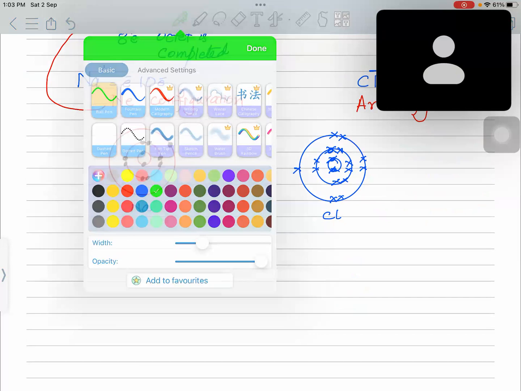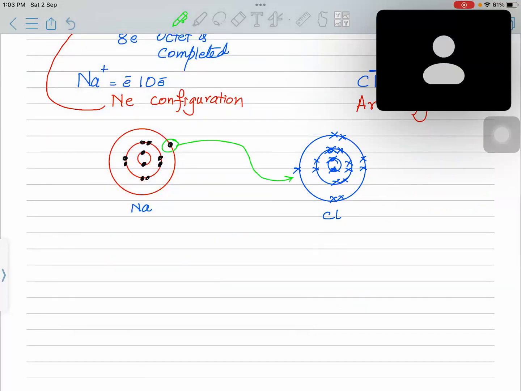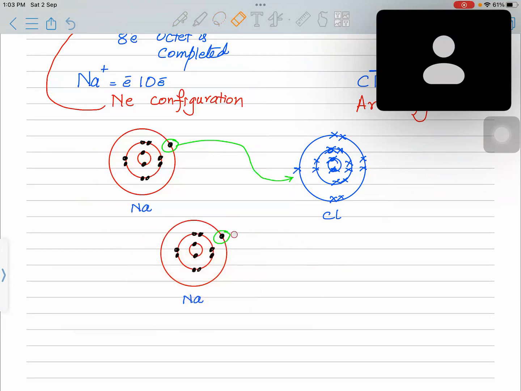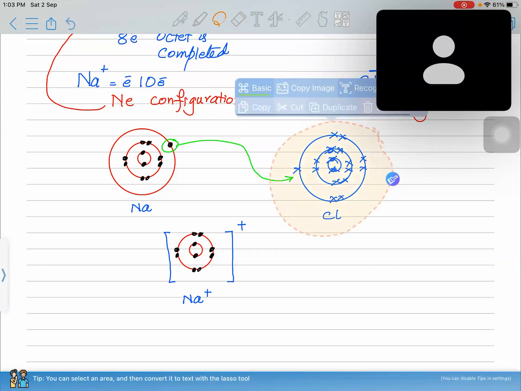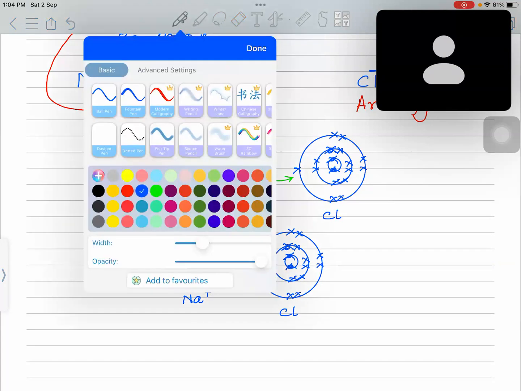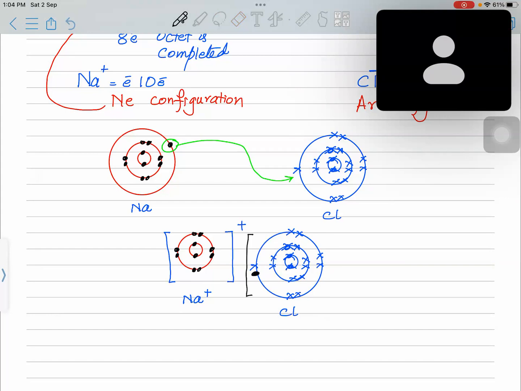Now this electron is given to this chlorine. When you give this electron, the shell is removed, so a positive charge is developed on sodium. Now, one electron is added to chlorine, so a negative charge is developed. So an electrostatic force of attraction is developed between positive and negative. This attraction is called ionic bonding.